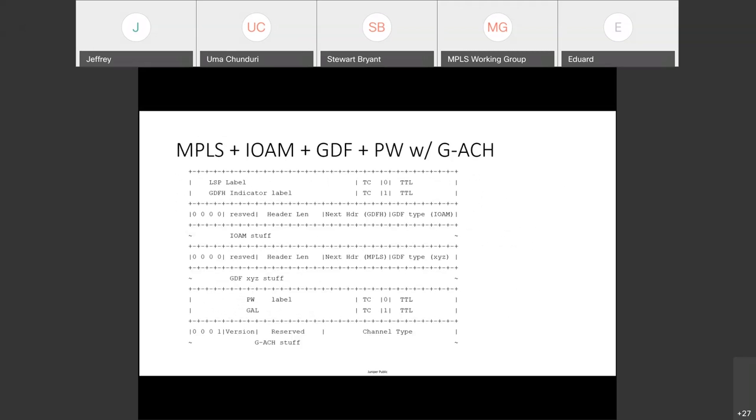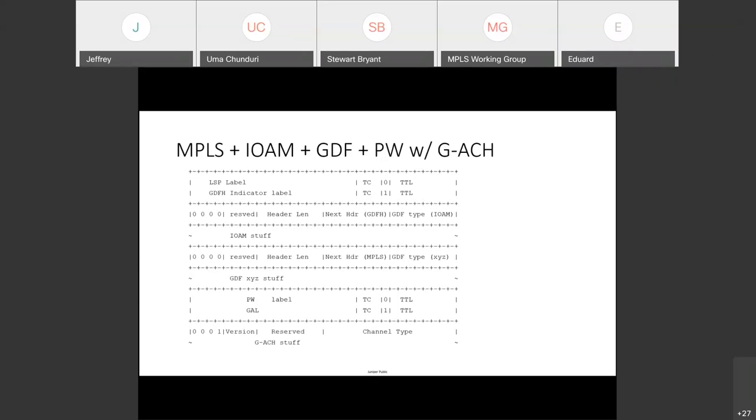That one. Right, so presumably that could have been... Right, the PW label could be a GAL, yes. Okay, yeah, there's a GAL. And then the thing that follows, he's shown it as carrying a 001 and an ACH, but presumably it could have been four zeros and then a pseudowire payload.